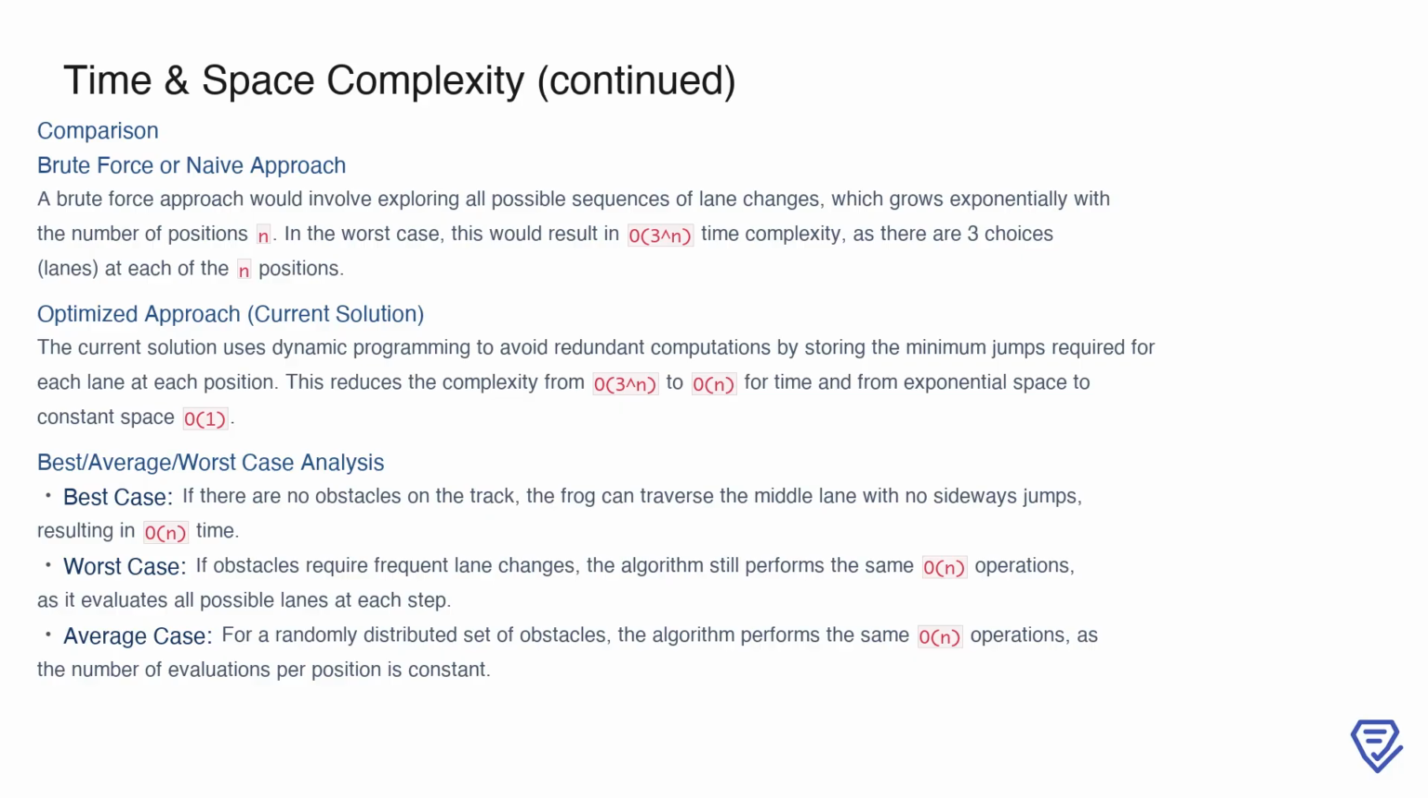Considering the best, worst, and average cases, the algorithm consistently performs O(n) operations. In the best case, where there are no obstacles, the frog traverses the middle lane with no sideways jumps, requiring O(n) time. In the worst case, frequent lane changes are needed, but the algorithm still evaluates all lanes with a constant number of operations per position, resulting in O(n) time. Similarly, for average cases with randomly distributed obstacles, the time complexity remains O(n).